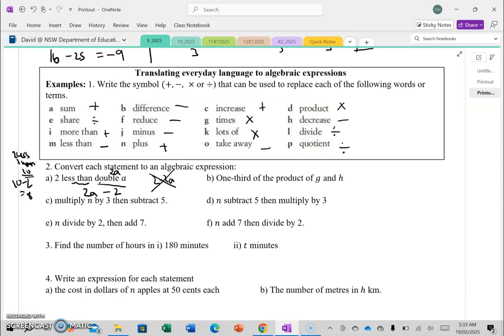Okay, next one. 1/3 of the product of G and H. 1/3 of, meaning times. Product of G and H. Product also means times. And you can write that simply as GH on 3.